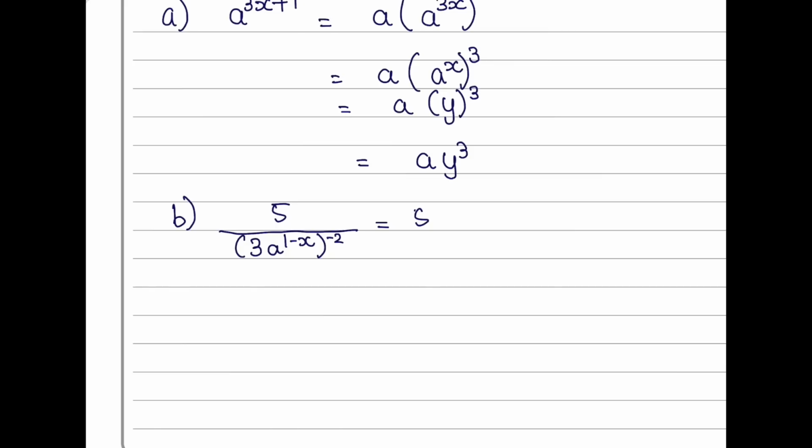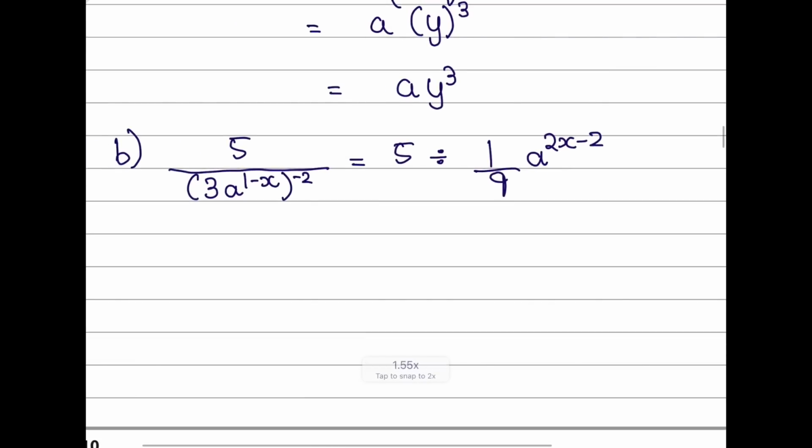If I can just write it in a different format, it's 5 divided by 3 raised to negative 2, which is 1 over 9, and I have a, and if I multiply negative 2 with 1 minus x, I would get 2x minus 2. Because what I'm doing is, instead of writing it this way, I'm just putting a division symbol and writing 3 raised to negative 2 is 1 over 9, and 1 minus x is multiplied by negative 2. That'd be negative 2 plus 2x, which is 2x minus 2.